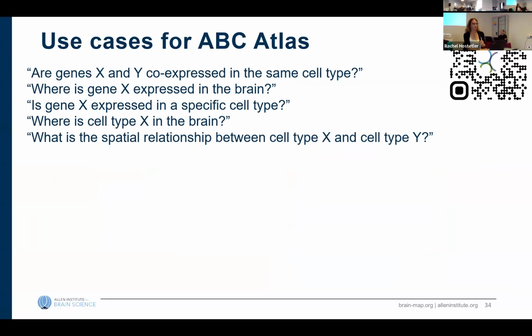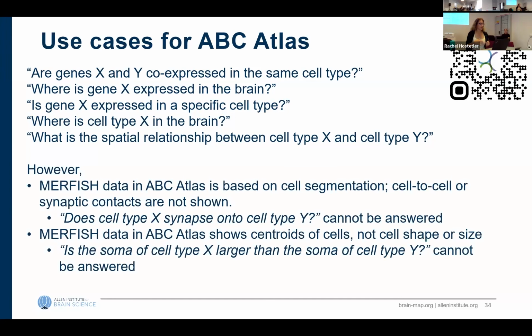Some other use cases: you can have four different windows open at the same time. So you can look at four different genes and ask, are these four genes in the same cell type? Where is gene X in the brain? Is gene X in a specific cell type? Where are these cell types in the brain? Are they just in specific cortical areas? What's their spatial relationship? Are they within the same cortical area? Are they next to each other? These are types of questions that you can answer using the atlas.